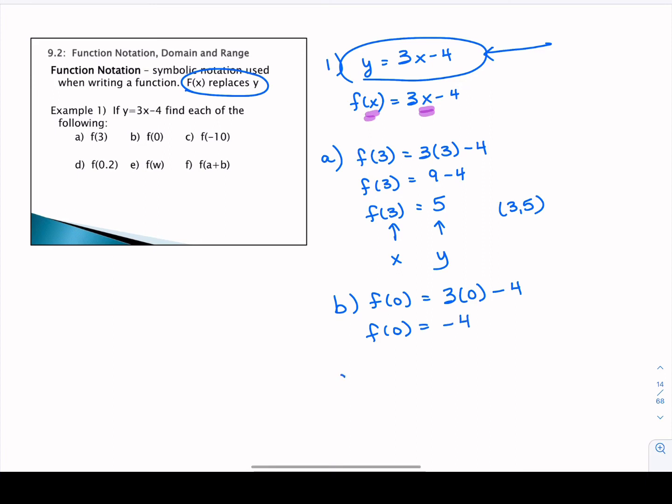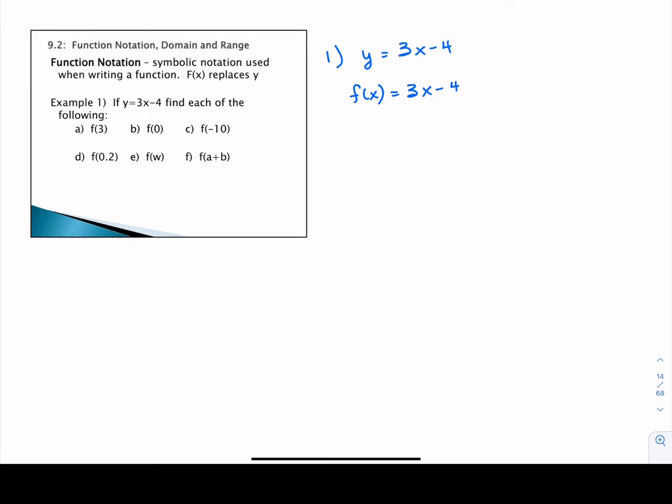Now in part C, we see the importance of brackets. We want you to find in part C f at negative 10. So if I have just 3 and then I don't put negative 10 in brackets, it looks like we're supposed to subtract 10, but we know it's 3 times x, so it should be 3 times negative 10. Again, just be mindful to put those substitutions inside brackets. So 3 times negative 10 minus 4 gives us the value for f at negative 10. So negative 30 minus 4 more is going to be negative 34.